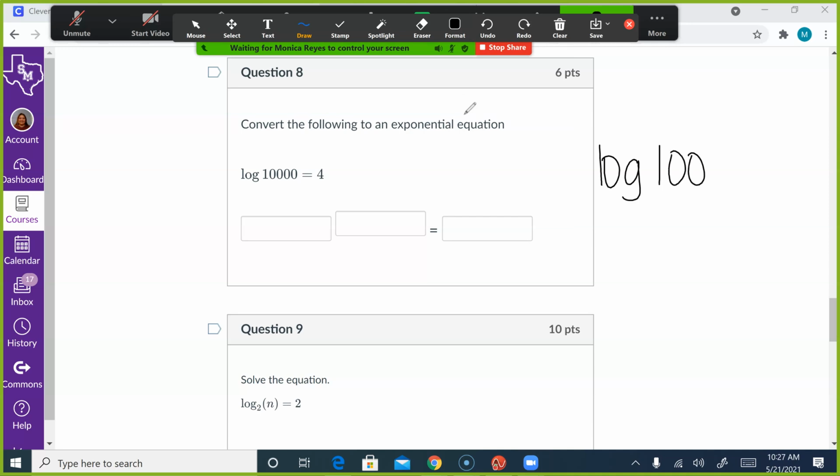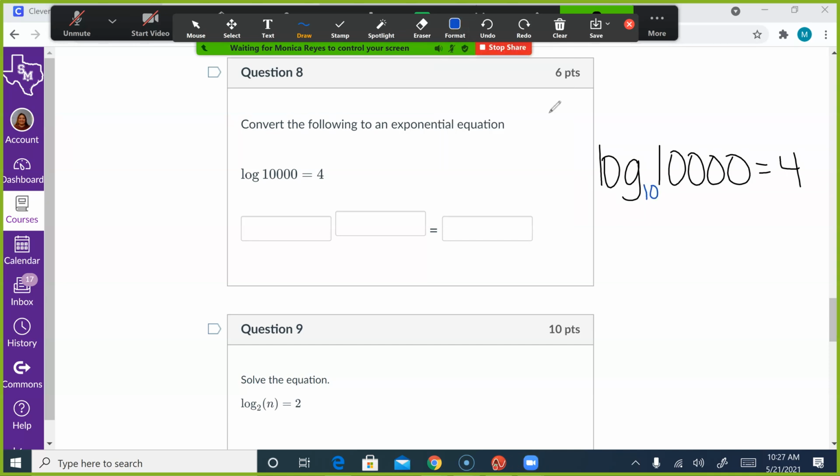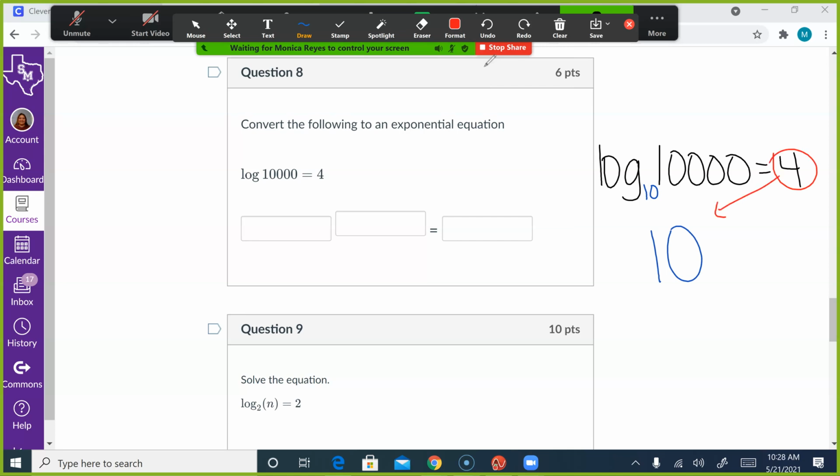Log of 10,000 equals 4. The reason I wanted to do this one with you is to remind you what the base is when there's not a number there. So when it's just log and no subscript, you have to remember that the base is a 10. So when we drop it down, the first thing we're going to do is drop the 10. and then switch the 4 here, and the 10,000 goes to the other side. So all this goes to the other side. 1, 2, 3, 4. So if it's log with no base, it's a 10.